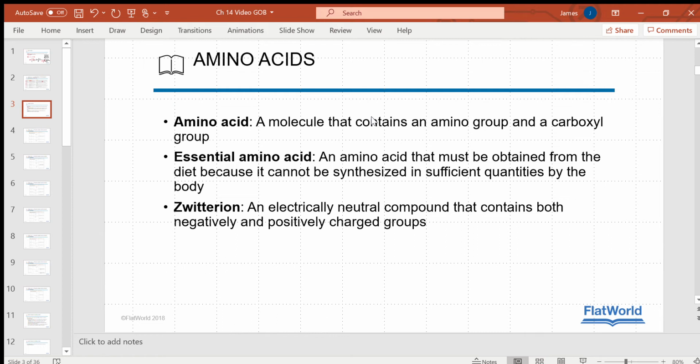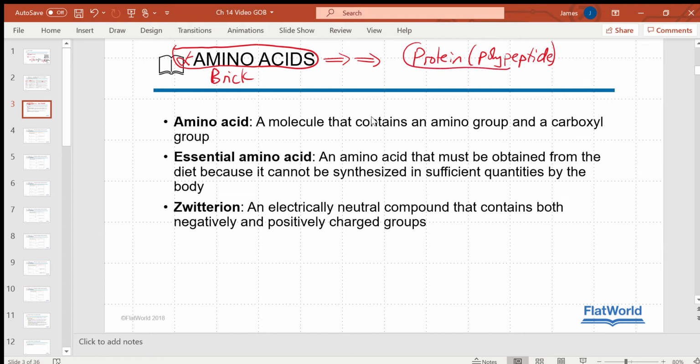Proteins, and amino acids are the building blocks of proteins. So this is, if you like, alpha amino acids are the bricks, and you lay many bricks and you get a protein. Protein is also known as a polypeptide. And this would be the wall. So proteins are made from alpha amino acids.